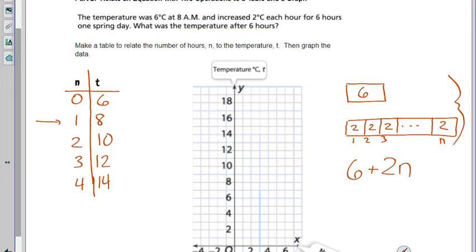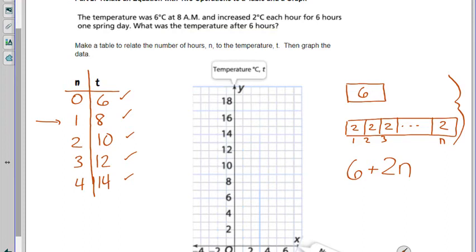Let's see if that works. Well, for 0, I put 0 in for n, and 2 times 0 is 0 plus 6 is 6. That checks. 1 for n, 2 times 1 is 2 plus 6 is 8. That checks. 2 for n gives me 2 times 2 is 4 plus 6 is 10. It seems to work. 3 times 2 is 6 plus 6 is 12. 4 times 2 is 8 plus 6 is 14. So I found my equation.